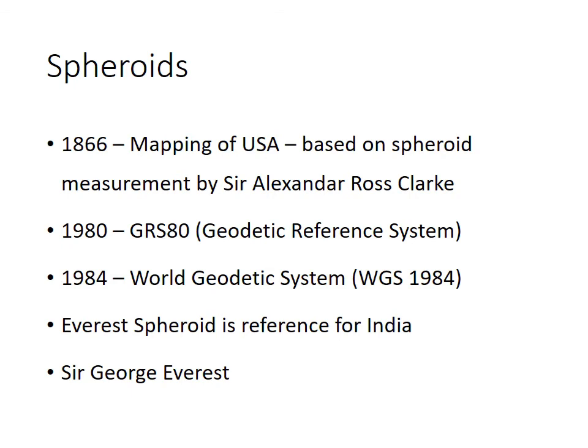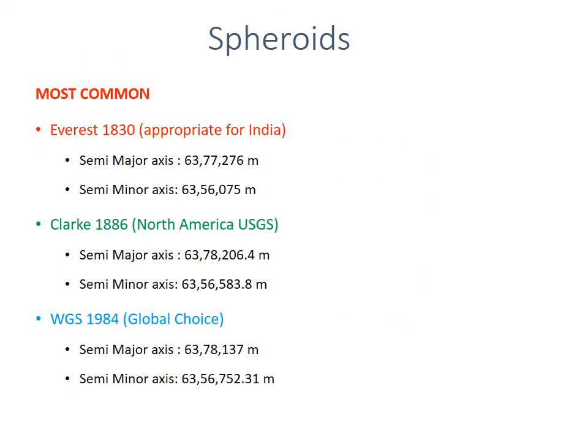It was named after Sir George Everest, who was the Surveyor General of India from 1830 to 1843. He was responsible for meridian arc measurements to estimate the size of the spheroid. It was originally defined in feet in 1830 and later the values in feet have been converted into meters. These are all the most common approximations when the earth is assumed as a spheroid.